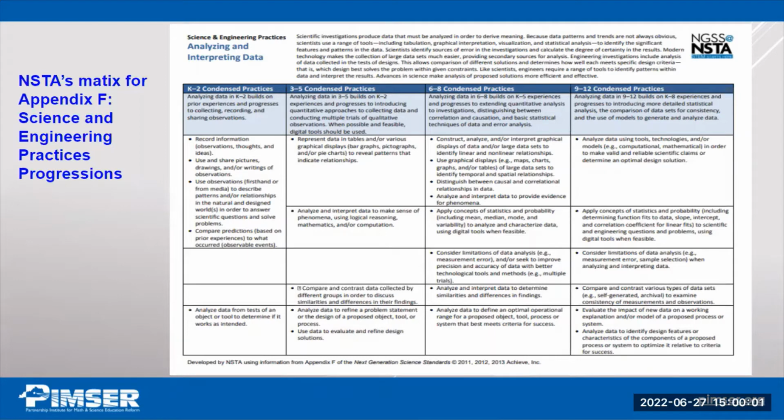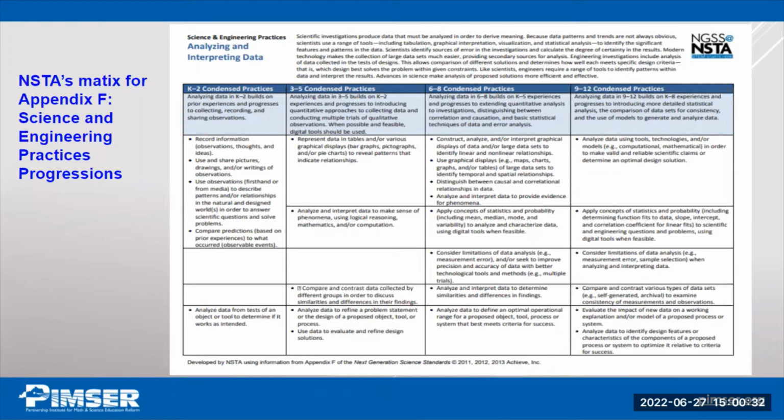They analyze data to make sense of phenomena using logical reasoning, with an increasing focus on mathematics and computation. This includes comparing and contrasting data to look for similarities or differences in their findings. And again, at the bottom of the 3-5 column, we see engineering applications of analysis. Students will be refining problem statements and designs, as well as using data to evaluate and refine design solutions.